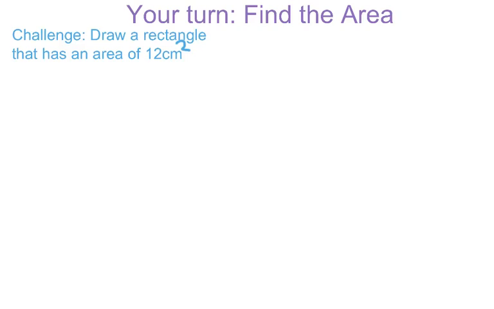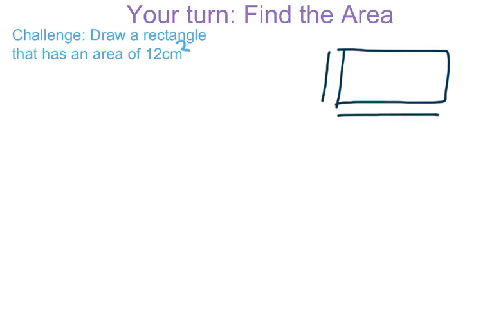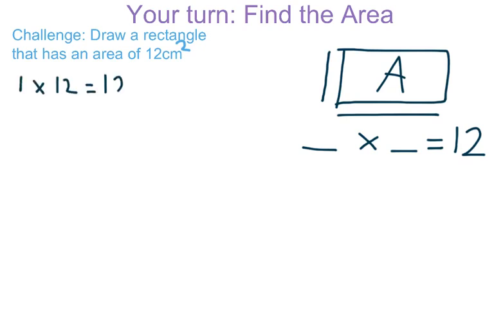Now, very quickly for anybody who did do the challenge, to draw the rectangle that has an area of 12 centimetres squared, we need to use our new rule that if we have any rectangle and we know these two sides, we multiply them together to give us the area. So we're basically looking for two numbers that multiply together to give us 12. Now, your options are 1 times 12 is 12. 2 times 6 is 12. 3 times 4 is 12.